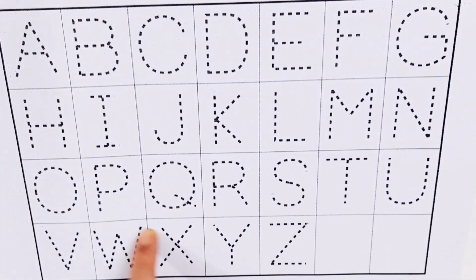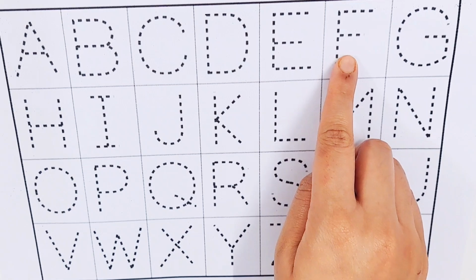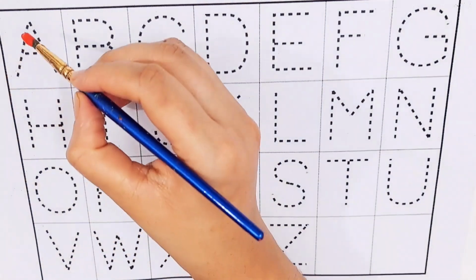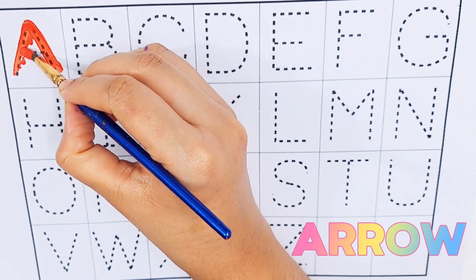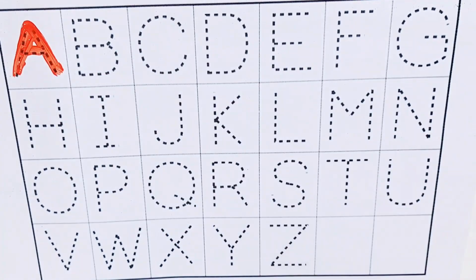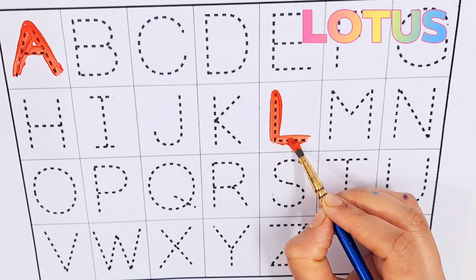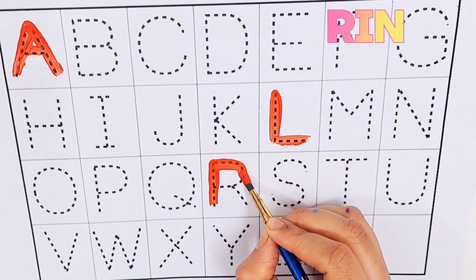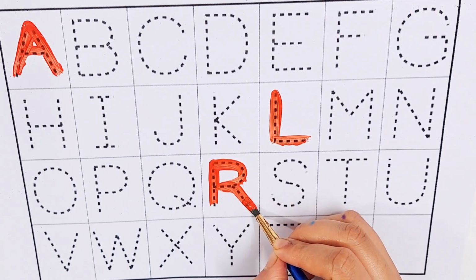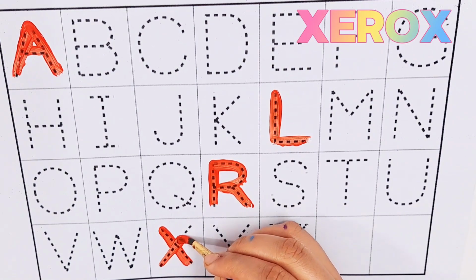Let's try to learn some alphabets. A, B, C, D, E, F, G. A for arrow. L for lotus. R for ring. X for Xerox.